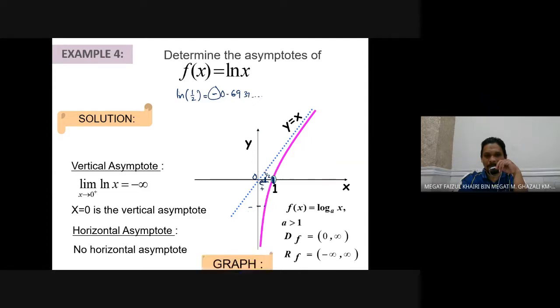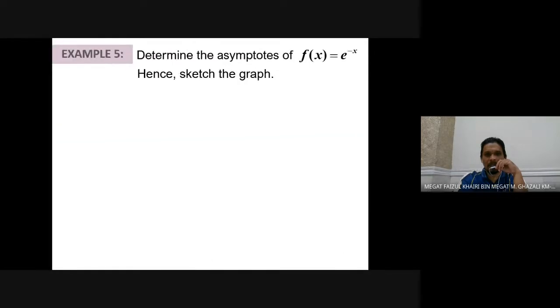Okay. And determine the asymptote of f(x) equal to e to the power of negative x and sketch the graph.